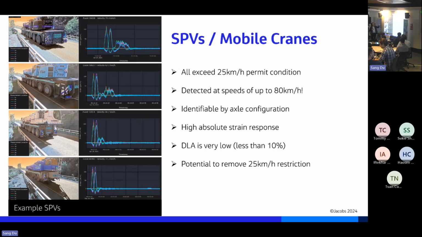For the SPVs, nearly all of them exceed the 25 kilometers per hour. That's what happens, 1,000 kilometers. Some go at 80 kilometers an hour. They're quite easy to identify with that system because the axle distribution is completely different. Highest strain, but the DLA is very low. Compact vehicle, big strain, low DLA. So probably the 25k restriction is not necessarily needed here. It depends what you want.